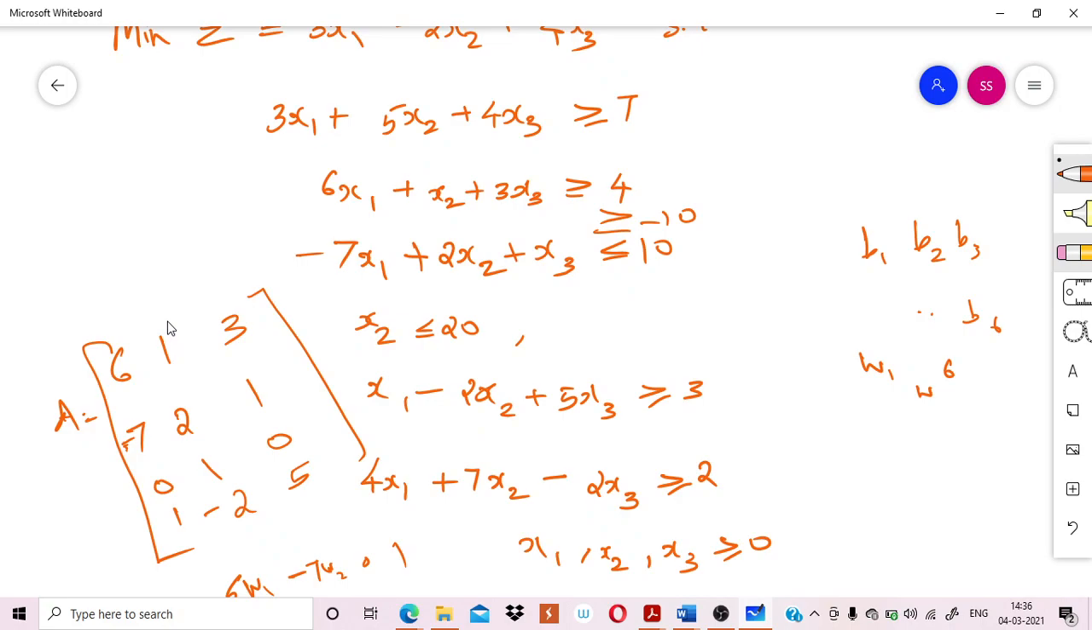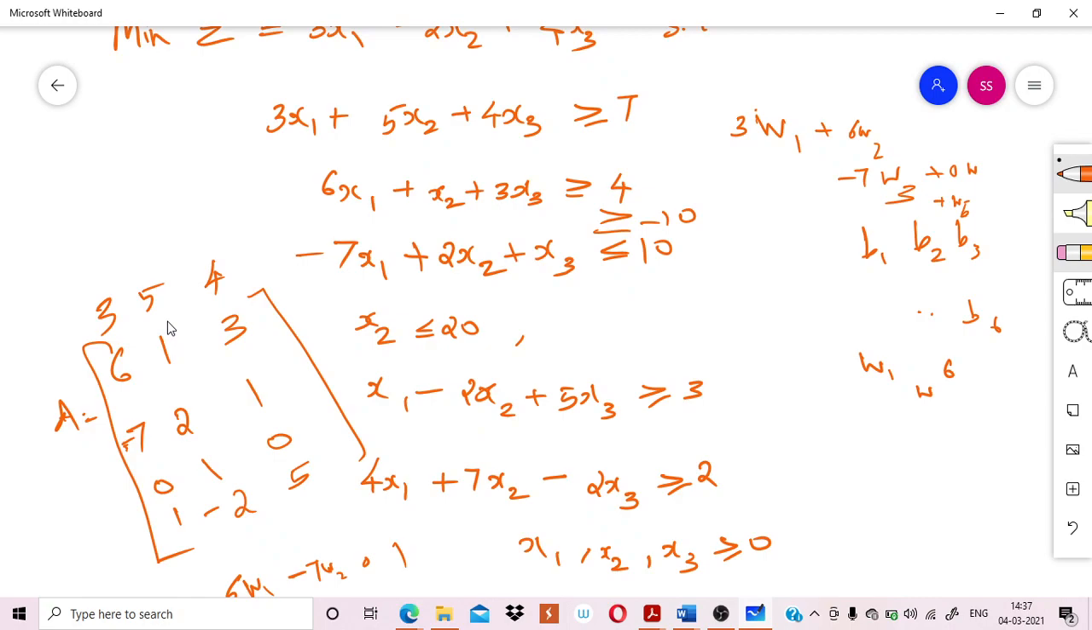Okay, my matrix A is wrong. Actually, 6, 1, 3 is the second row. Before that, we have 3, 5. So it will be 3W1 plus 6W2 minus 7W3 plus 0W4 plus W5 plus 4W6 equal to 0.